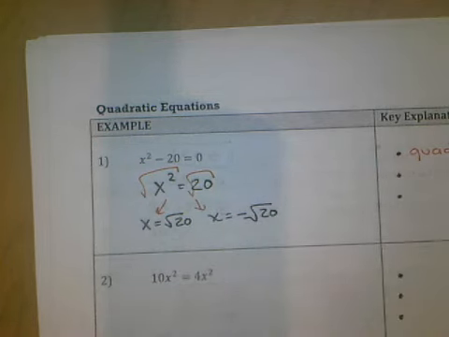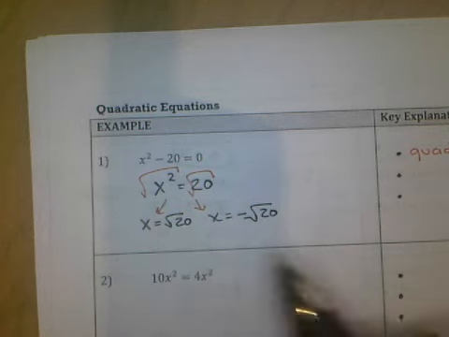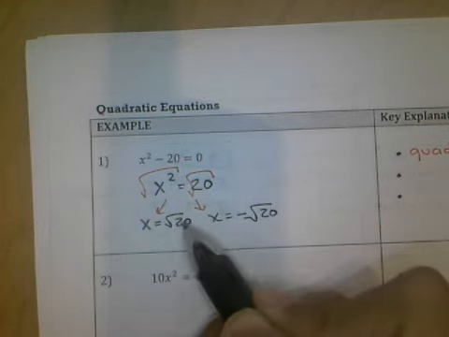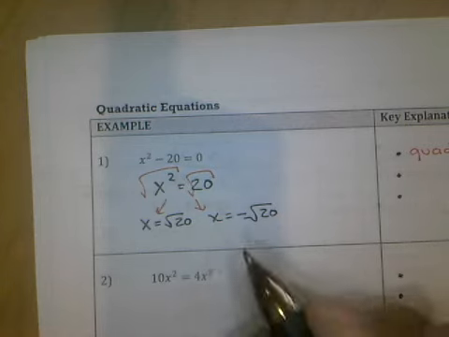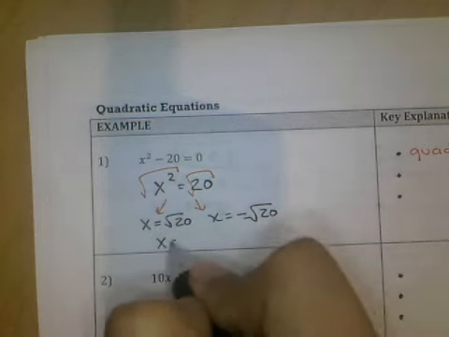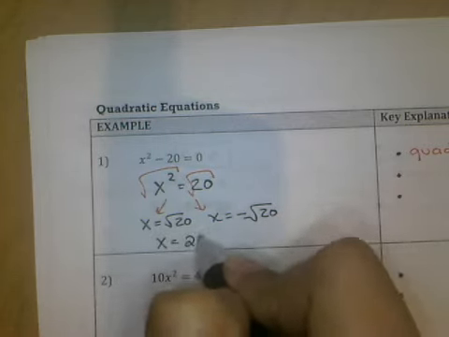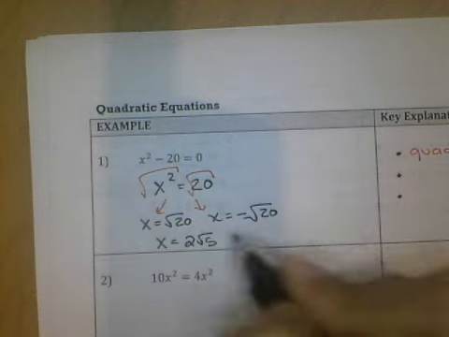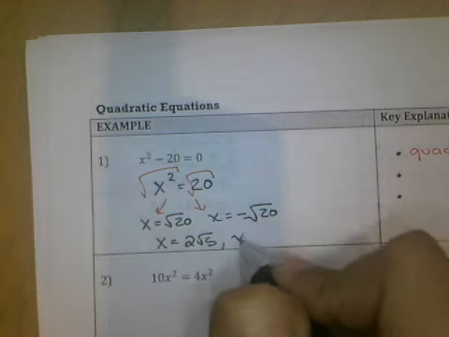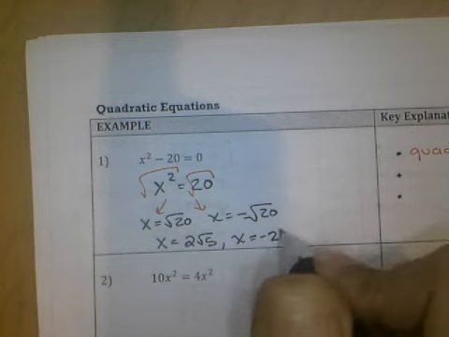You should not leave your answer like that. You should simplify the radical. I know that 20 is the same thing as 4 times 5, and 4 is a perfect square. So actually, the square root of 20 is the same thing as 2 root 5. Similarly, the negative square root of 20 would be negative 2 root 5.